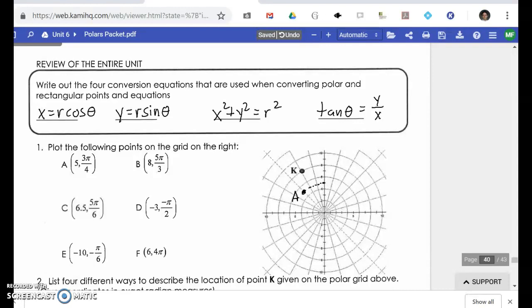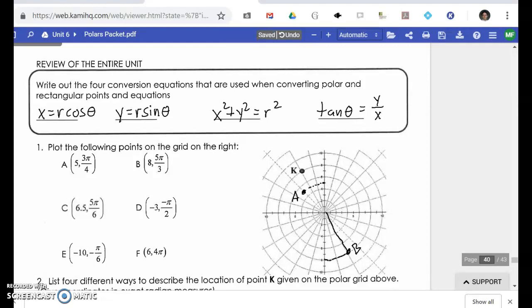For point B, it's supposed to be at an angle of 5 pi over 3, which if you rotate all the way around will be this line right here. That's 5 pi over 3. And it's supposed to be a distance of 8. This is the 8 circle. So here's the spot where B should be.